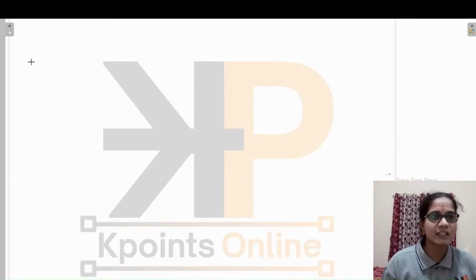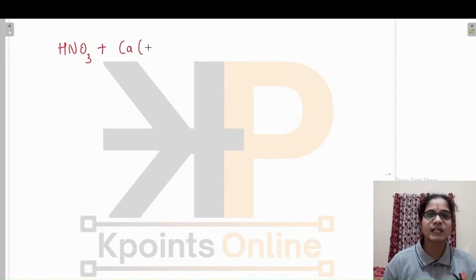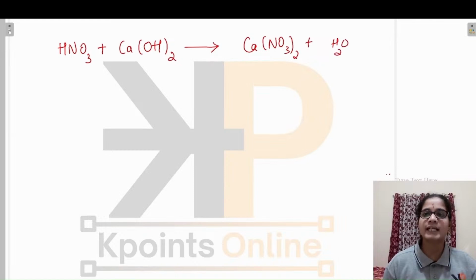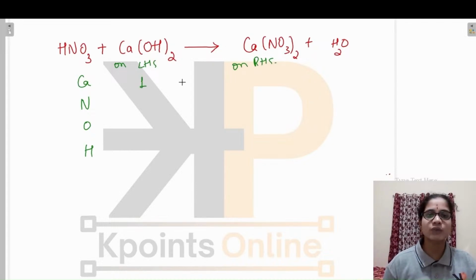Okay, let me solve another example. Nitric acid plus calcium hydroxide forms calcium nitrate plus water. Write the number of atoms of each element, calcium, nitrogen, oxygen, hydrogen, on the LHS and on the RHS. Okay, calcium atoms, there is only 1 on both sides. What about nitrogen? Here there is only 1 nitrogen. Here there are 2 nitrogens. And what about oxygen? 3 plus 2, 5. Here 3 twos are 6 plus 1, 7. What about hydrogen? 1 plus 2, 3. Here 2. So it is not balanced.